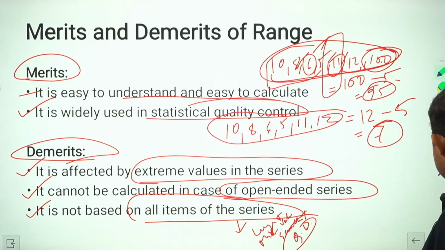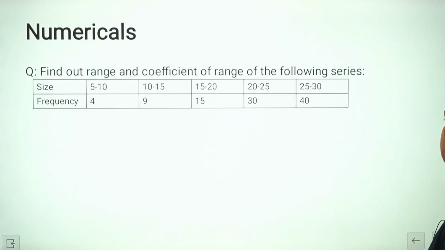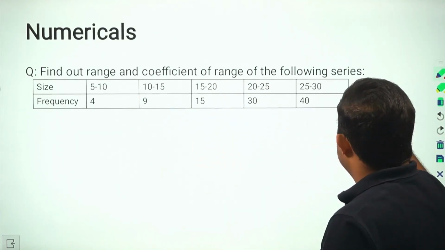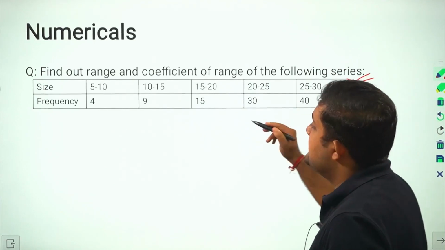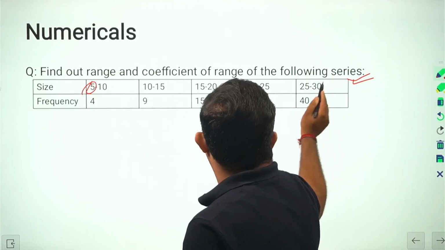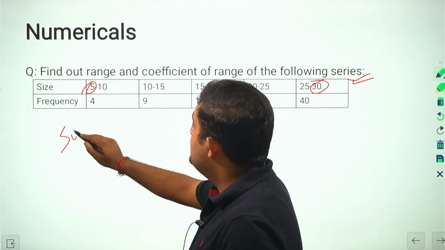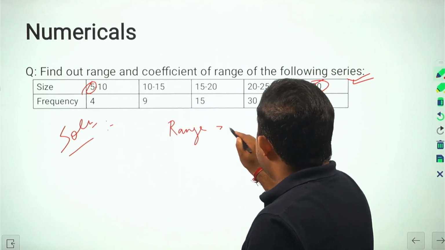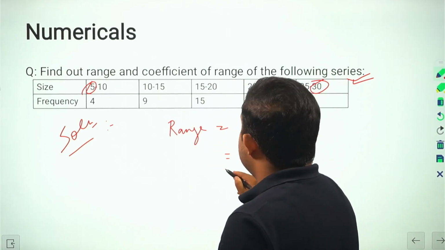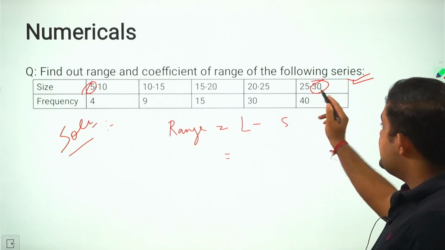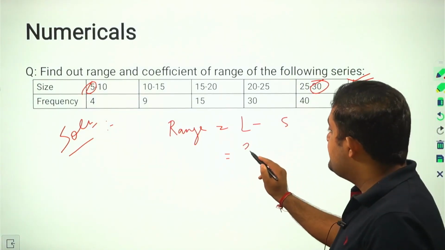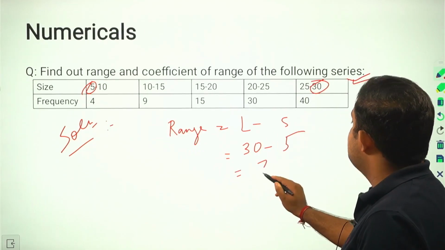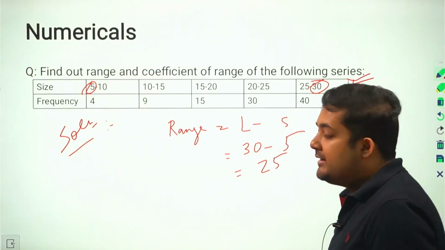Okay, these are some of the merits and demerits of range. Now quickly start with numericals. Find out range and coefficient of range from the following series. Our sizes are 5 to 30. Range is L minus S. Our largest size is 30 minus smallest 5, which is 25. So range is equal to 25.